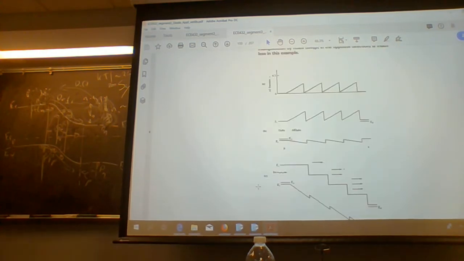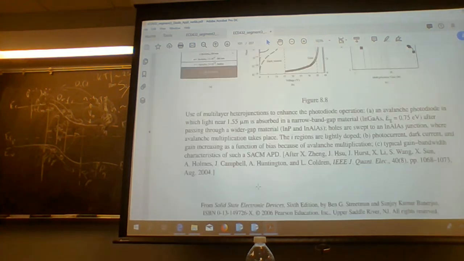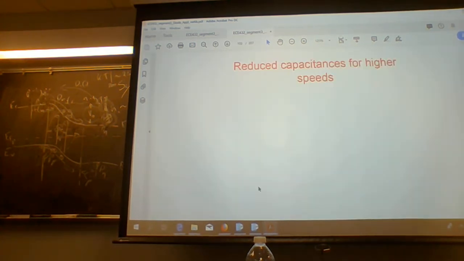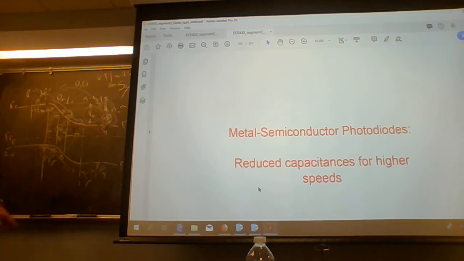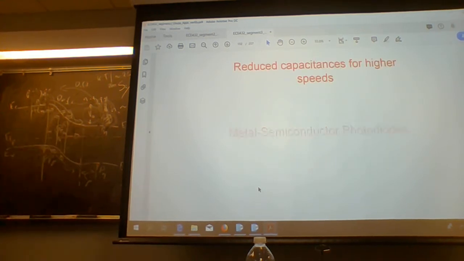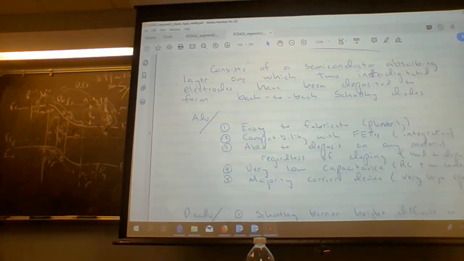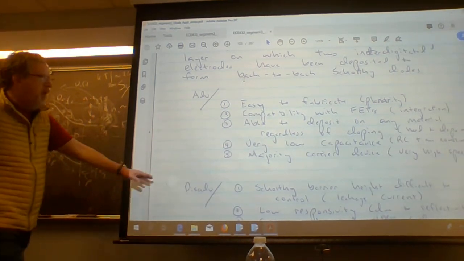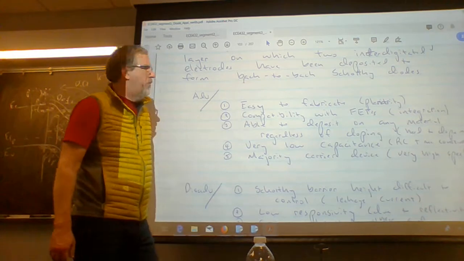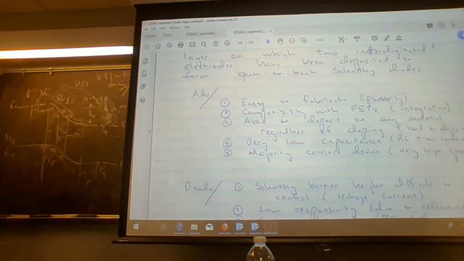I won't bother with the Schottky MSM photodiode. That's a little more advanced device. Metal semiconductor, right? It reduces the capacitances for higher speeds. It's easy to fabricate. It's a majority carrier device. So we don't have the minority carrier storage, so it's much, much faster.